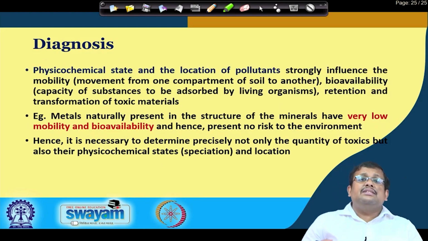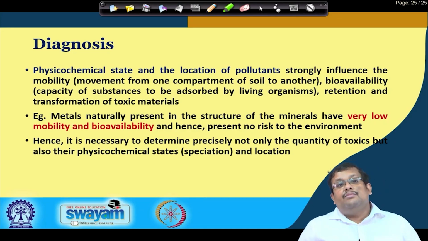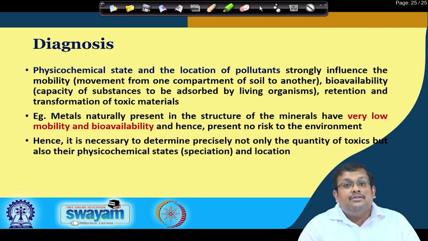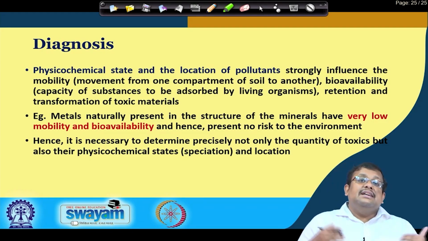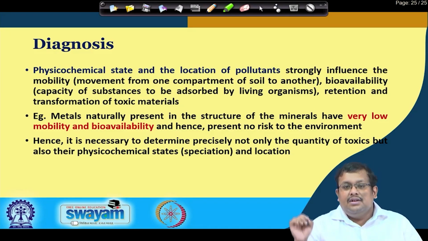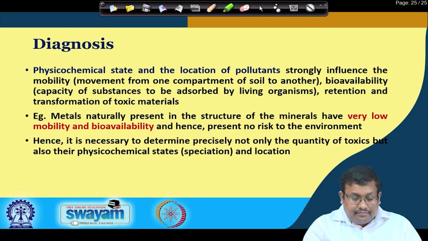Now, the physiochemical state and location of the pollutant strongly influence the mobility, retention and transformation of toxic metals. For example, metal naturally present in the structure of a mineral has very low mobility and bioavailability, and hence presents no risk in the environment. Hence, it is necessary to determine precisely not only the quantity of the toxic, but also its physiochemical state and location, where it actually belongs, to identify whether it is producing any threat or not.